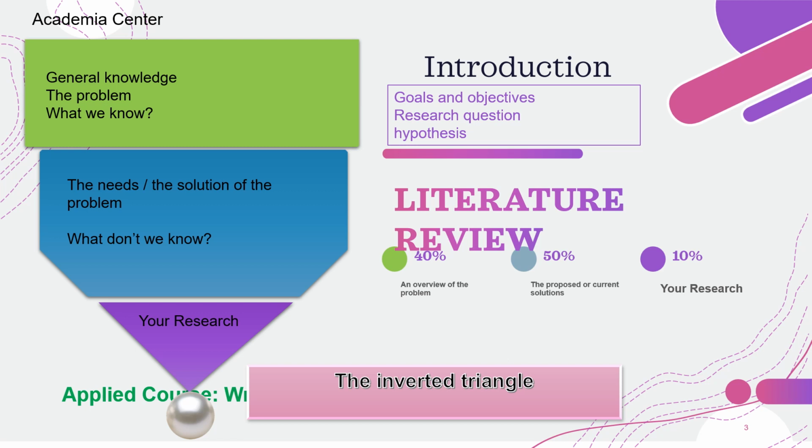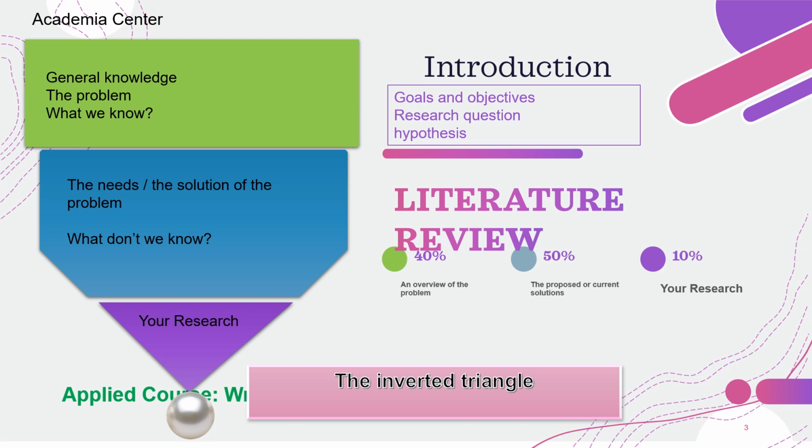Here I wrote some percentages. It is an arbitrary percentage. We usually write about 40% in the overview and nearly equal about the proposed or current solution, and 10% about your research in one or two paragraphs that my research will do so and so and so.